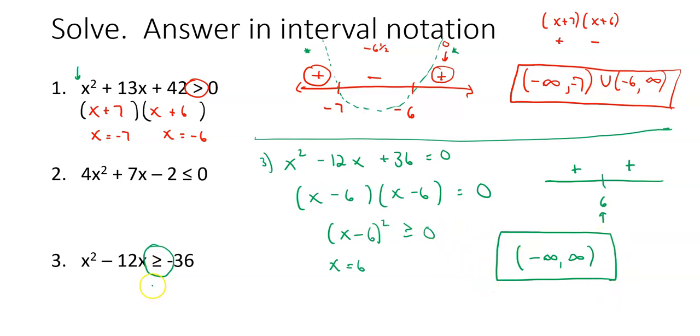If this was strictly greater than, then I would separate it in the middle. I would go from negative infinity to 6, and then from 6 to infinity, because technically at that one point, it wouldn't be equal to 0. But here it is. So every single value of x will make that statement true.